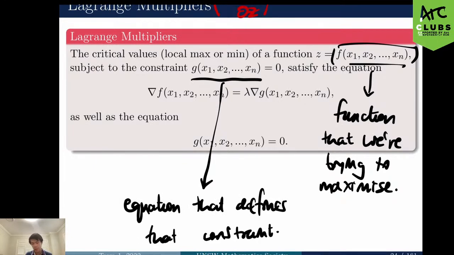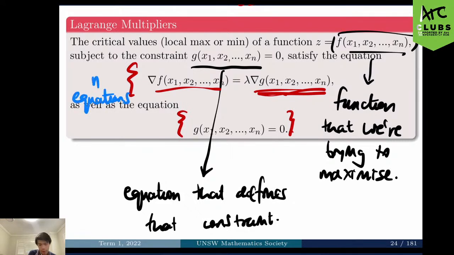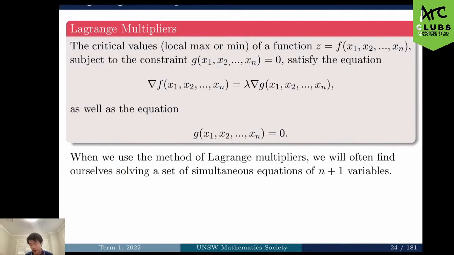And once you've gotten those two equations, you can just calculate the gradients, solve this formula, and there's one extra thing you need. The constraint also needs to be satisfied. So in a way, this is kind of n equations, because there are n components. And this is an extra equation. But just remember you need both of these to be solved, right? You can't maximize a function subject to a constraint if the constraint doesn't hold. This is really important. Okay, so we'll solve a set of simultaneous equations of n plus 1 variables. So we've got x1 to xn, and we've also got this lambda.